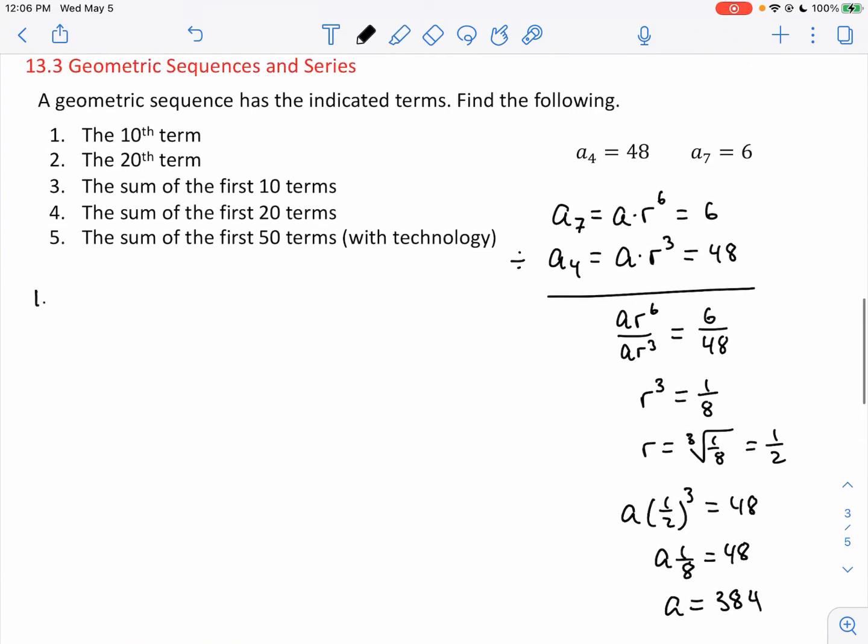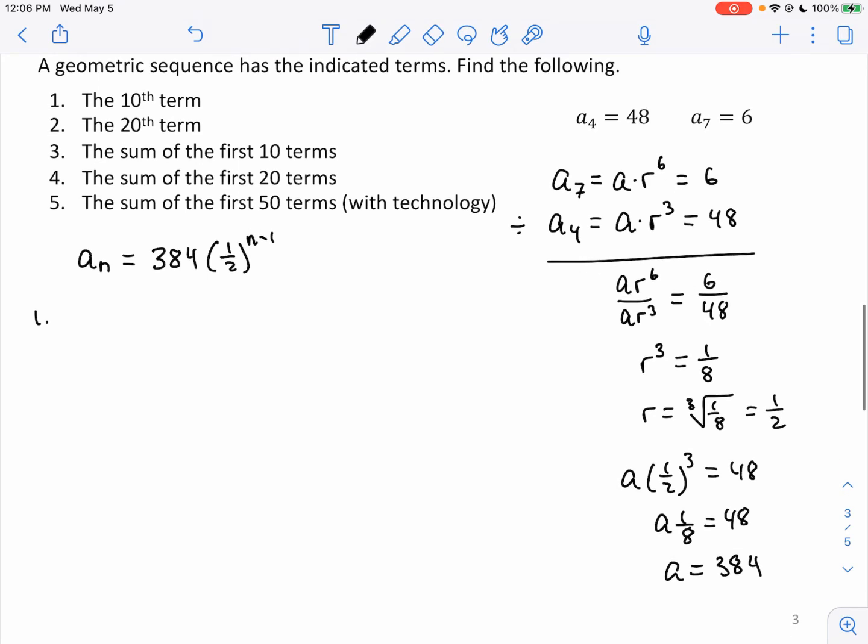The 10th term. We know our general formula. So a sub n is equal to the first term, which we just found is 384, times the ratio, which is 1/2, raised to the n minus 1 power. This is our general formula for the nth term, our explicit formula. Now, to find the 10th term, we would simply say a sub 10, therefore, is equal to 384 times 1/2 to the 9th power. And I'm not going to simplify this all the way, so let's just leave our answer as 384 over 2 to the 9th is one way to write this.